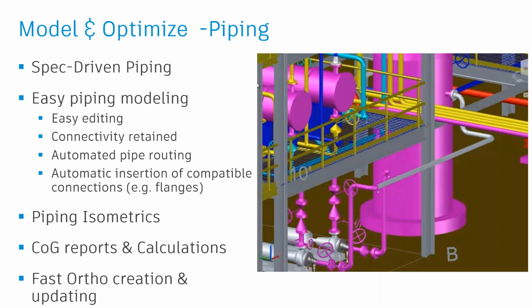And the other piece is, while you're generating this piping information or doing this piping model, you could generate isometrics. You could even generate things like a PCF file, which could be utilized for pipe stress analysis in a third-party tool. You could extract information like center of gravity reports and calculations for your elements, or create intelligent orthographic drawings which can be created faster and updated in your project.